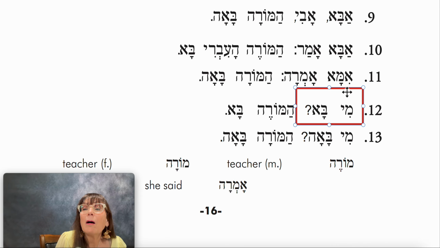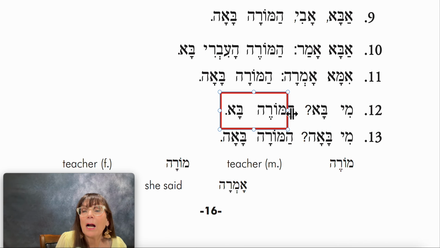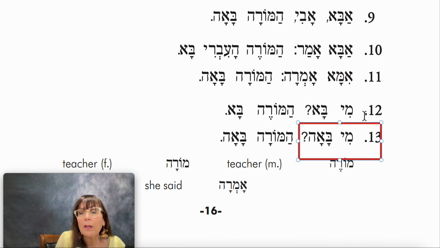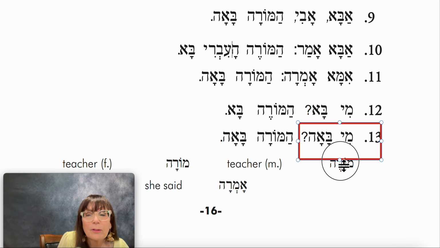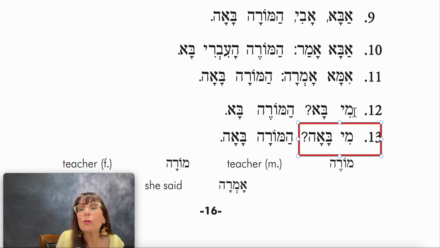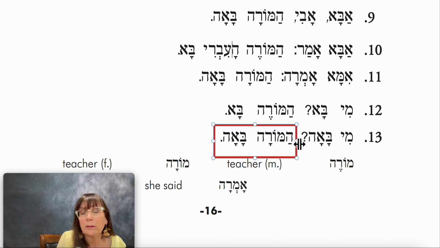And then sentence 12 says, Mi ba, who is coming or who came? Mi ba, Hamore ba, the teacher is coming, a masculine teacher. This is an unusual question because you wouldn't normally say Mi ba, because you would have to know that some woman is coming for sure. So if you did know that a woman was coming, you could say Mi ba'a, who is coming? And here the answer is Hamora, the feminine teacher is coming.